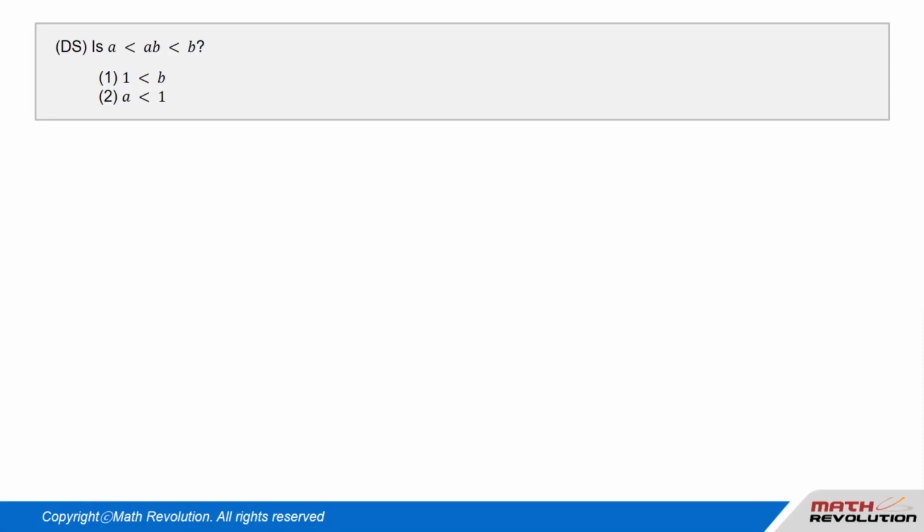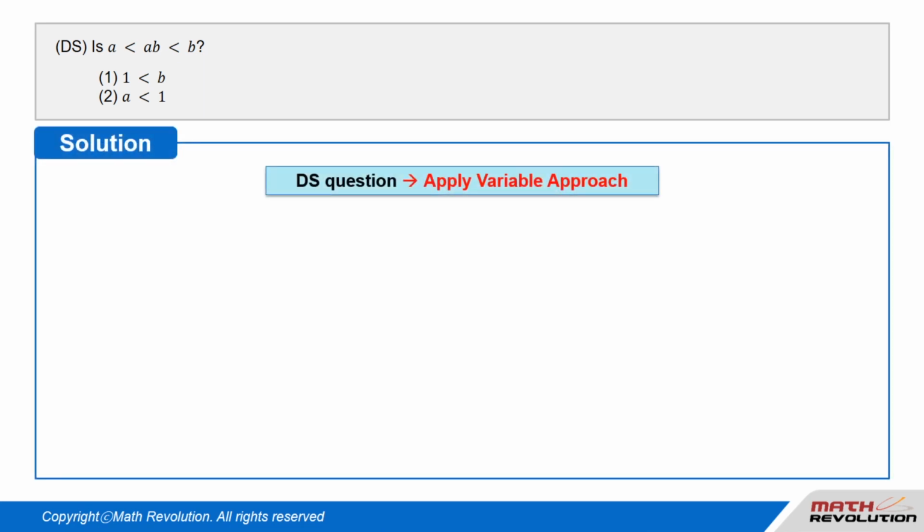Question: DS. Is A smaller than A times B, which is smaller than B? Condition 1: 1 is smaller than B. Condition 2: A is smaller than 1. Solution: Let us solve this DS question using the variable approach.